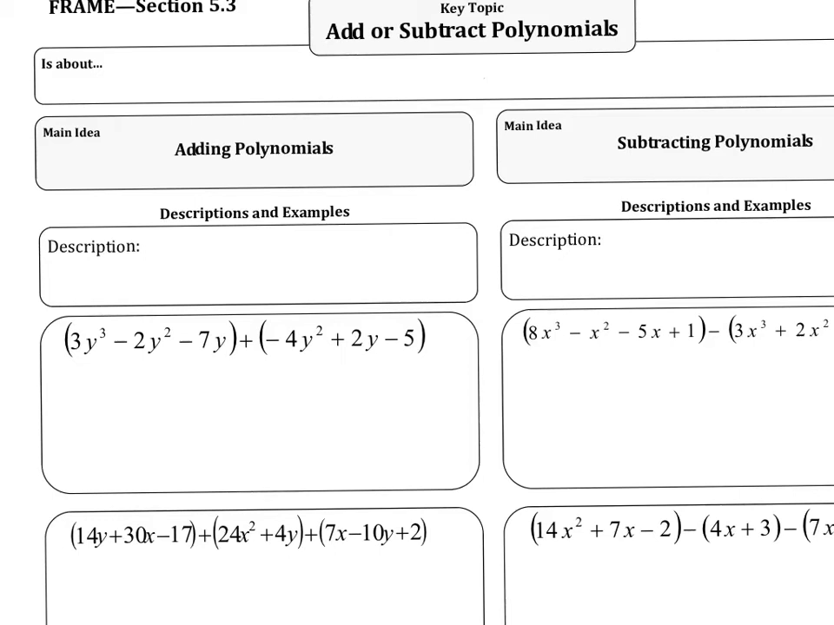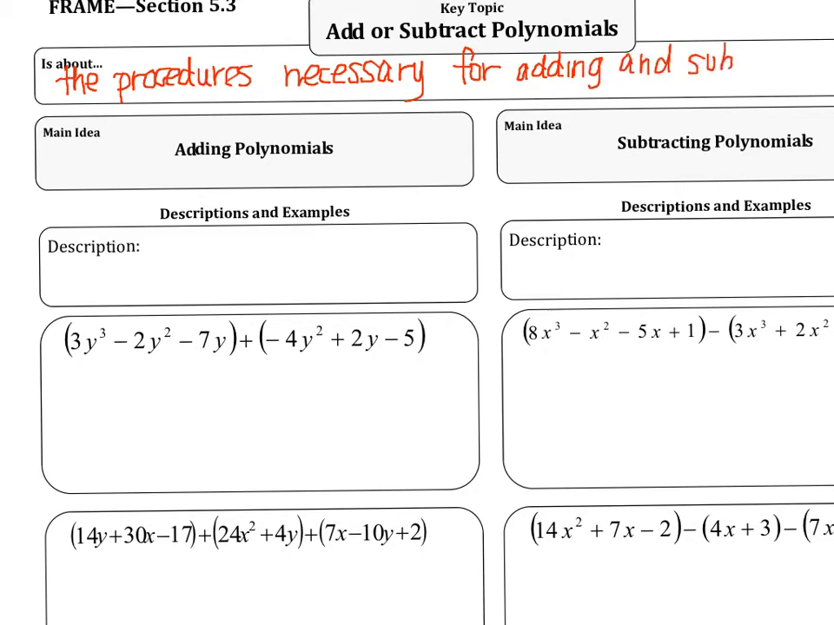Hi, this is section 5.3, add or subtract polynomials, and this is about the procedures necessary for adding and subtracting polynomials.